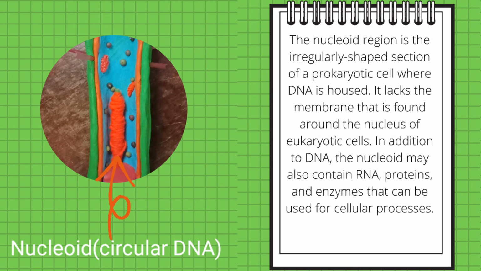The nucleoid region is the irregularly shaped section of a prokaryotic cell where DNA is housed. It lacks the membrane that is found around the nucleus of eukaryotic cells. In addition to DNA, the nucleoid may also contain RNA, proteins, and enzymes that can be used for cellular processes.